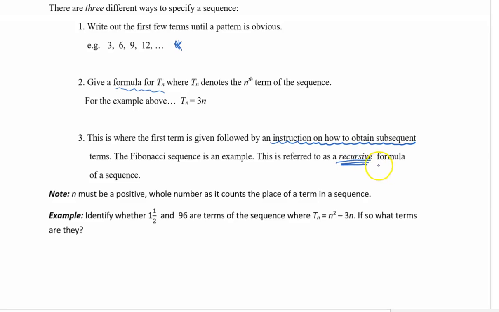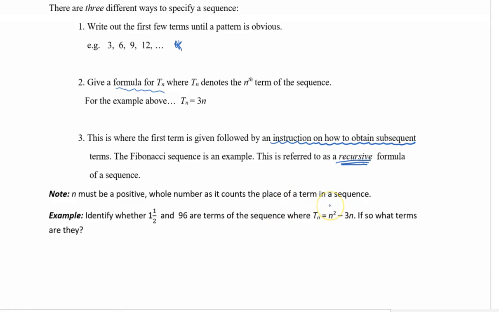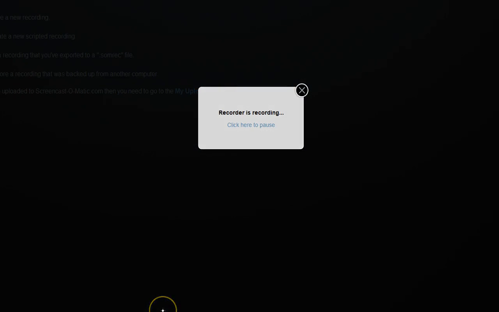Now, that's just recursive. Remember I said that we're going to do proof by mathematical induction? That is a proof that relies on this concept of recursive. Things to note: n must always be positive as it counts the place, and we don't talk about negative places. Let's have a look at the example.